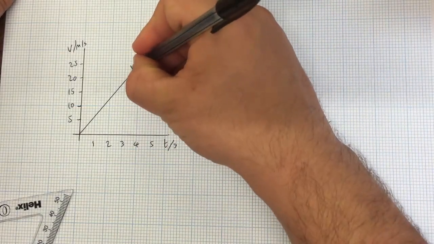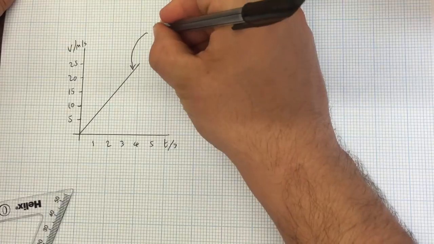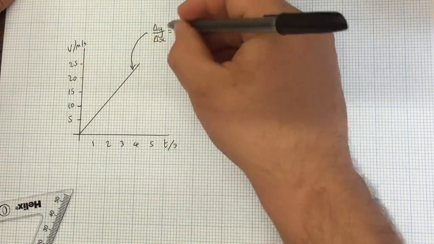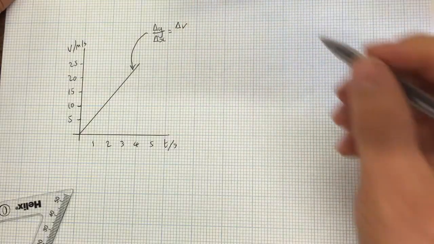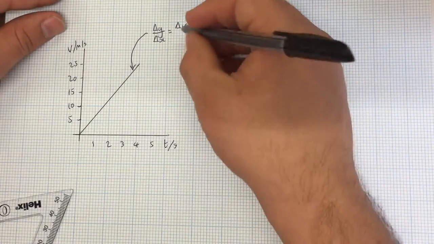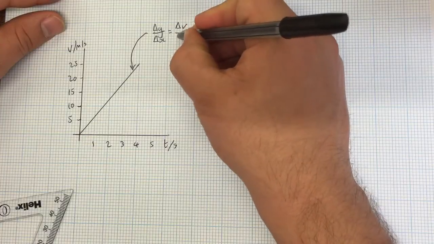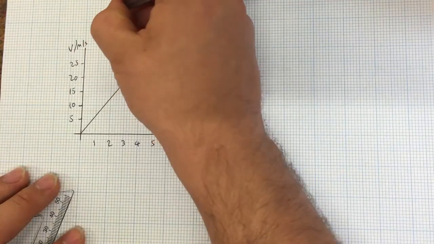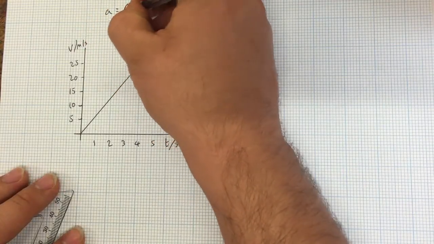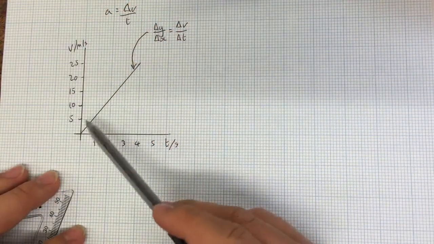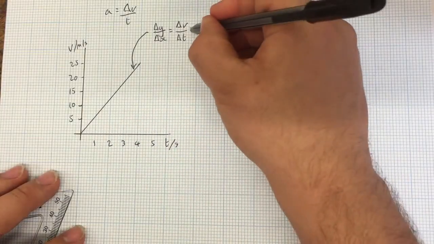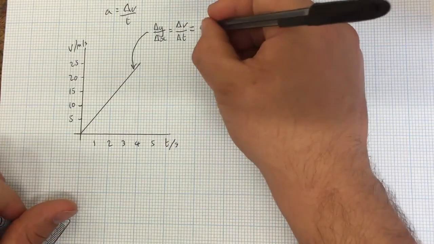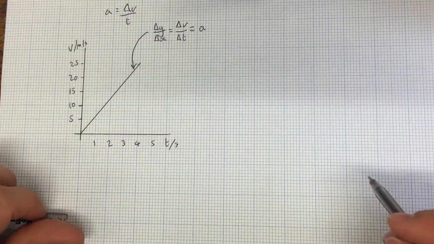And the gradient of this line, remember, gradients are always the change in y divided by the change in x. Now in this particular graph, y is the change in speed, and x is going to be the change in time, which we saw previously as our equation for acceleration, the change in speed divided by time. So the gradient of a velocity time graph or a speed time graph is equal to acceleration.